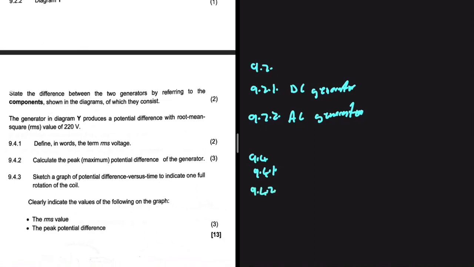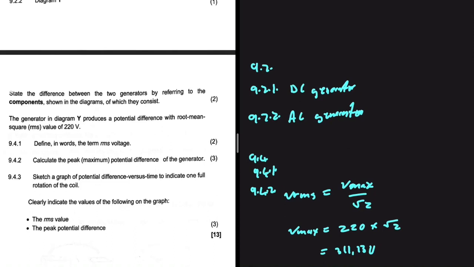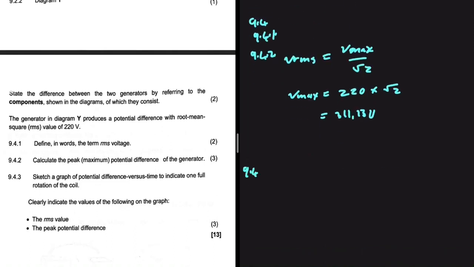9.4.2, calculate the peak maximum potential difference of the generator. So we're looking for Vmax, but we know that Vrms is equal to Vmax divided by square root of 2. We have Vrms, it is 220 volts. So we're going to have Vmax being equal to 220 multiplied by square root of 2. What is 220 multiplied by square root of 2? That is 311.13 volts.